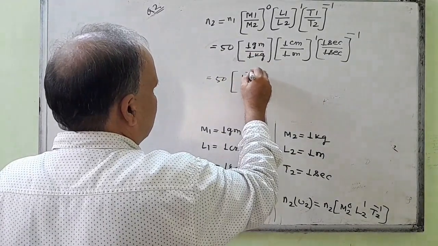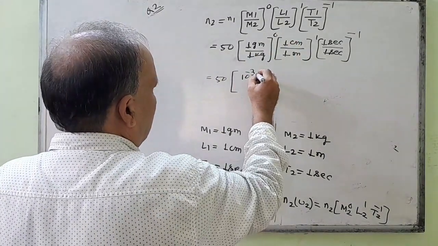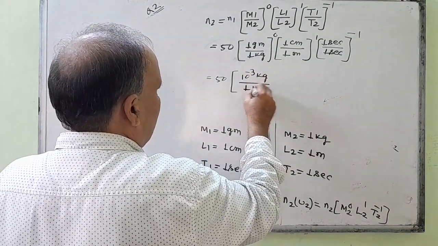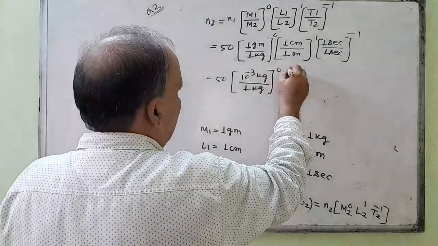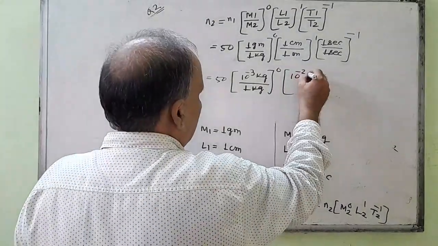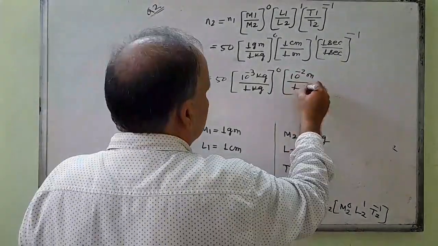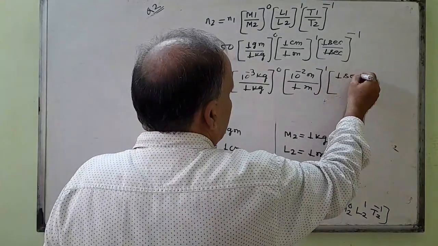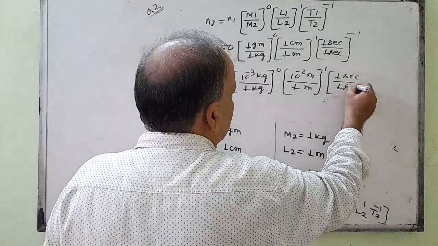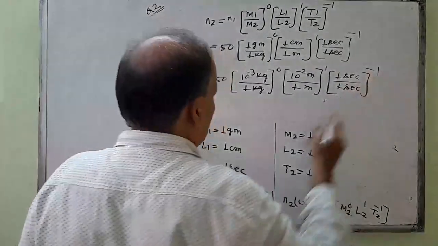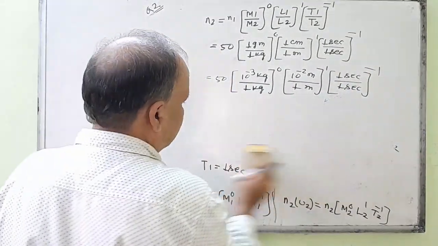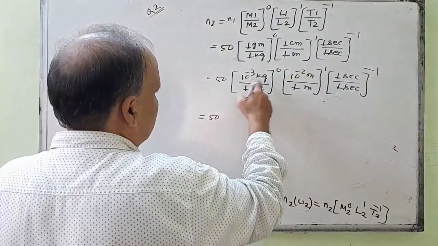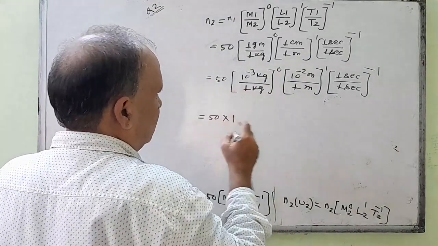That is your 10 to the power minus 3 kg, you know, 1 gram by 1 kg to the power 0, 10 to the power minus 2 meter by 1 meter to the power 1 into 1 second by 1 second to the power minus 1. So you write 50, and something to the power 0 is equal to 1.